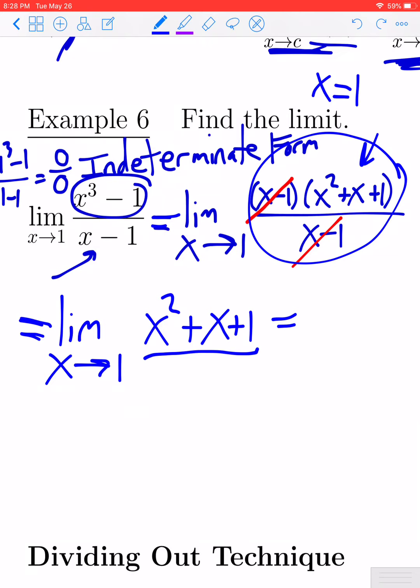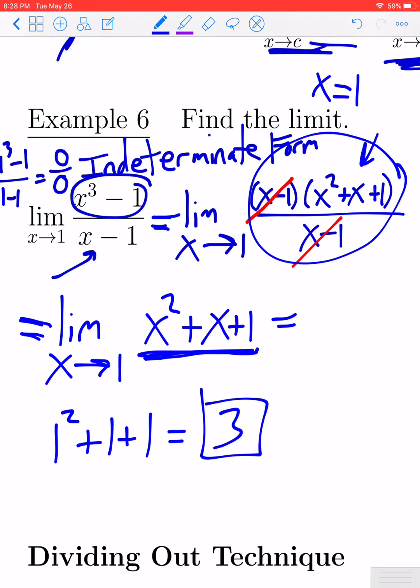Therefore, we can find this limit via direct substitution because, after all, this thing is just a polynomial. I can plug 1 in. I get 1 squared plus 1 plus 1, which is 1 plus 1 plus 1, which gives us 3. And therefore, the original limit is also equal to 3.